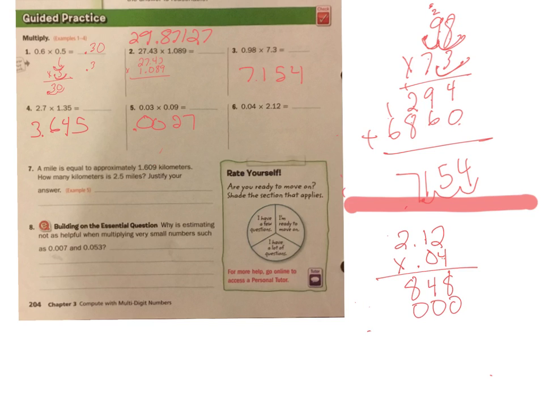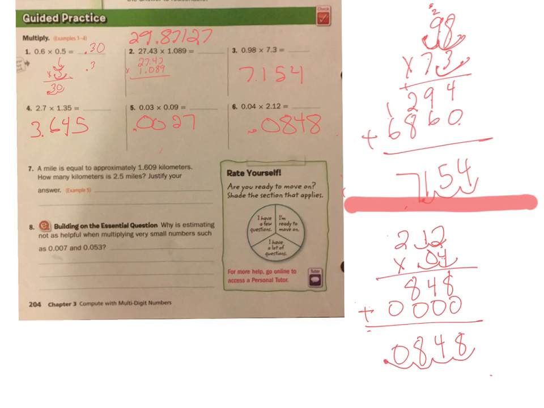0 times 1 is 0. 0 times 2 is 0. I add them up. 8, 4, 8, 0. 1, 2, 3, 4. My answer is 0.0848. Okay.